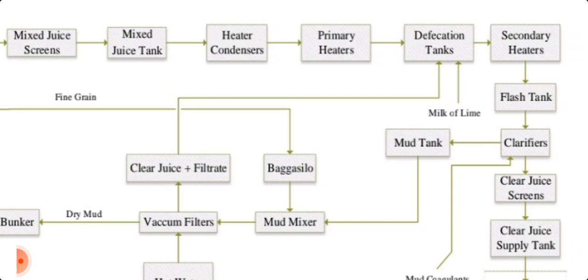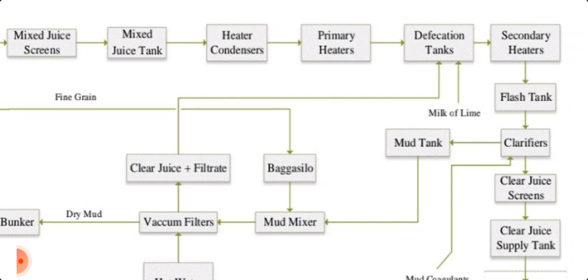Flash tanks are used in the sugar industry for the purpose of reducing velocity. The juice loses its velocity and its speed is reduced, so we make the speed slow. Then from the flash tank the juice enters the clarifier.